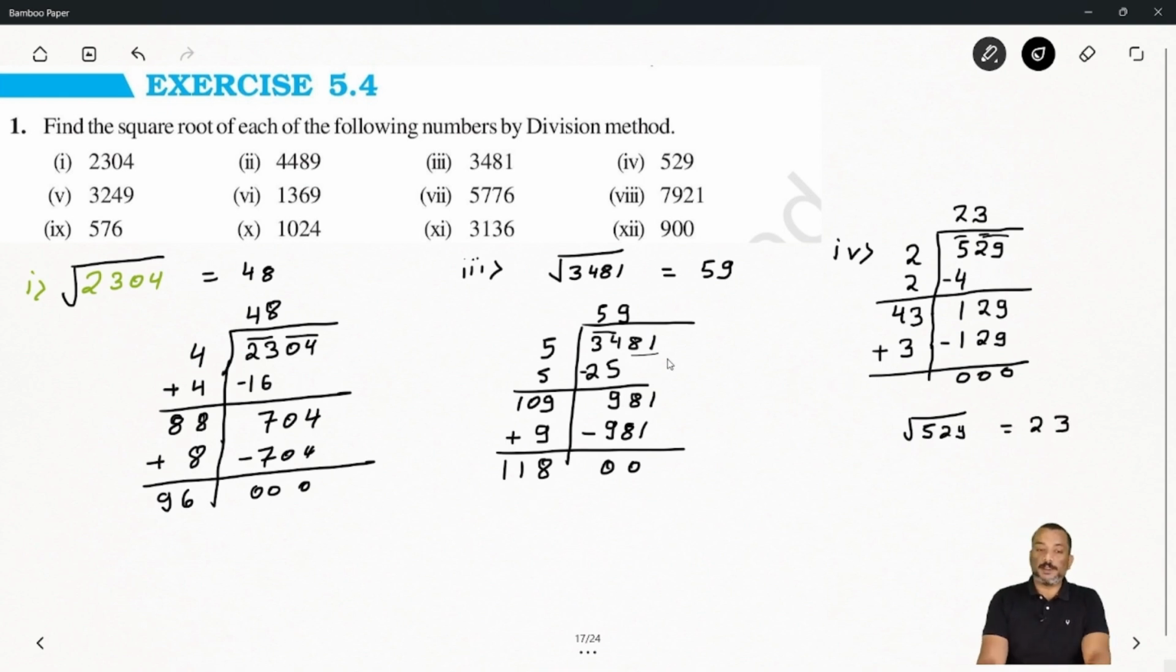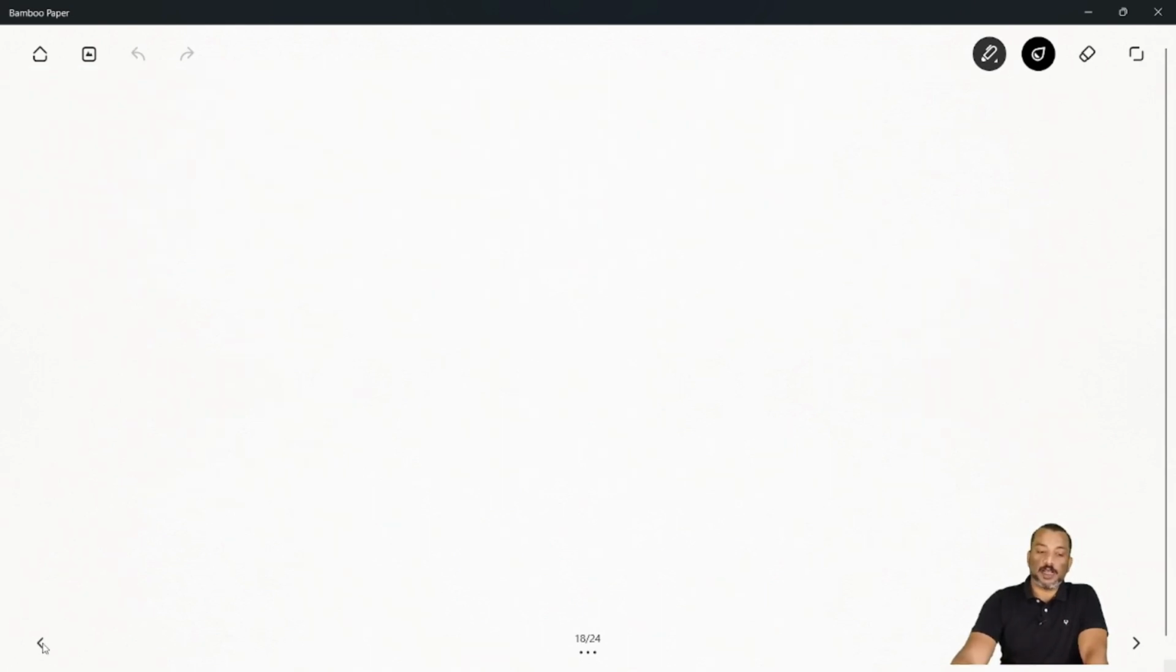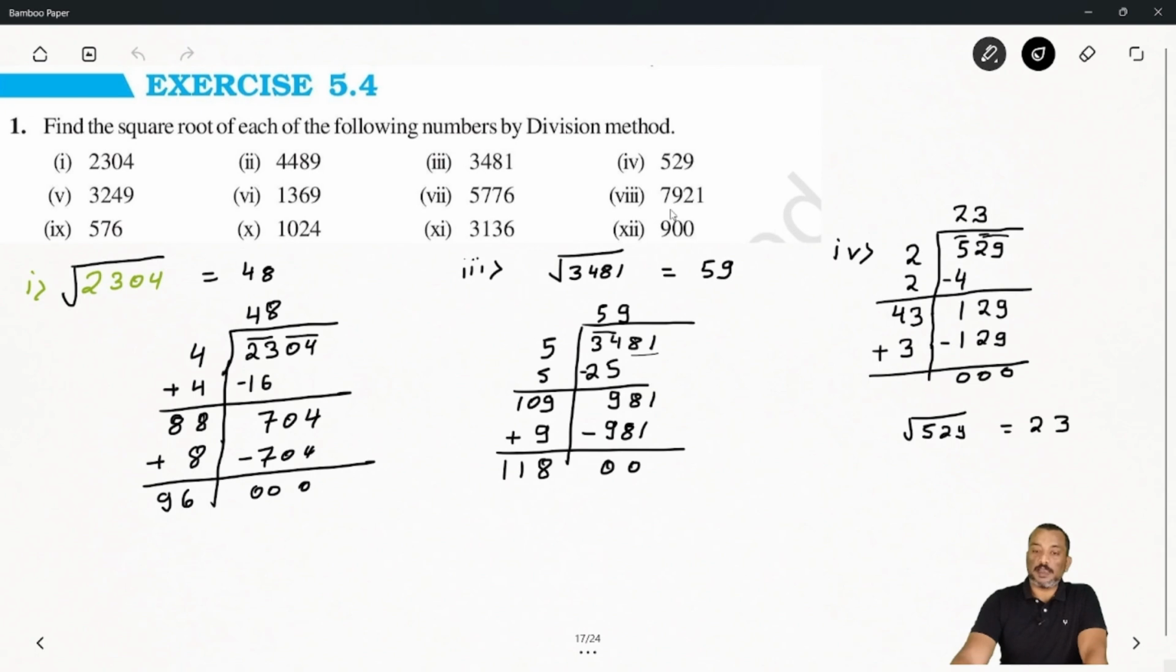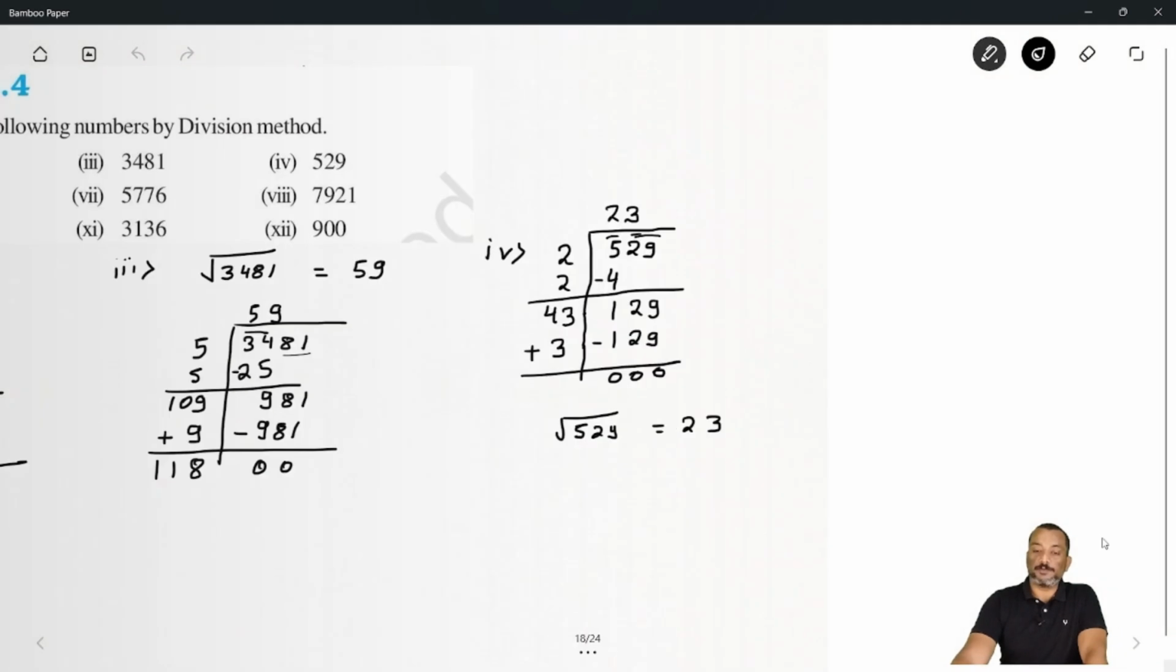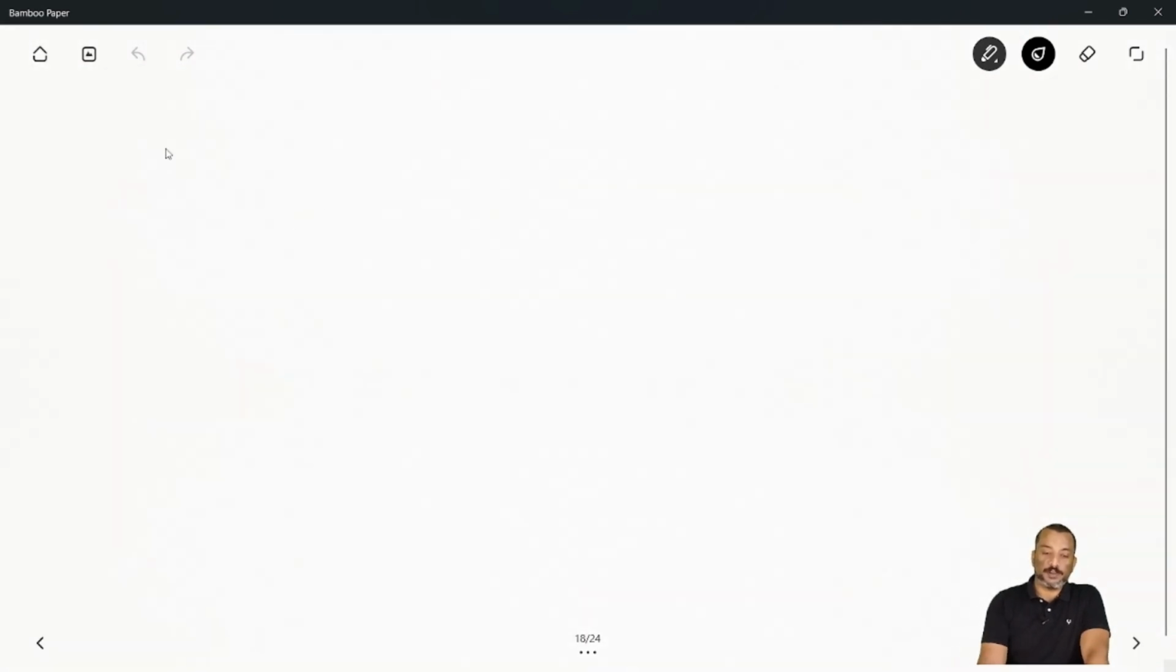Okay, hope it's clear. Now same way you can try question number 5 also, 6 also, 7 also, 8 also. And let's try question number 8. In question number 8, you have given how much? 7,921. We have to find the square root of 7,921 by the long division method.